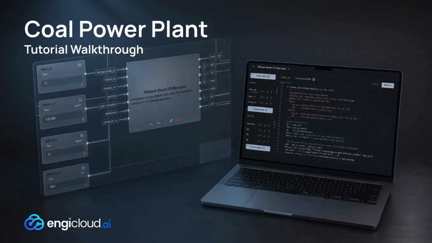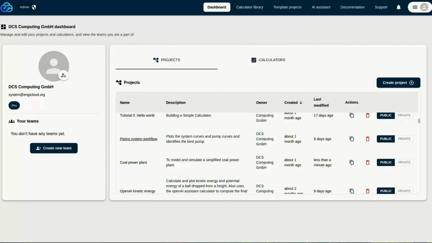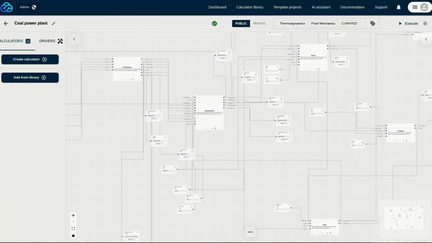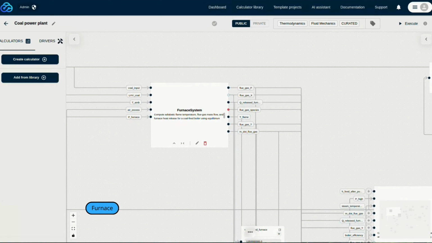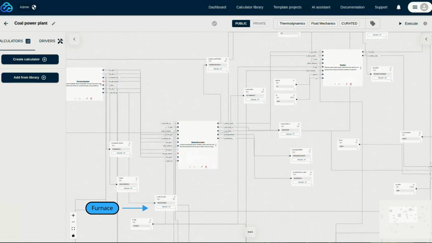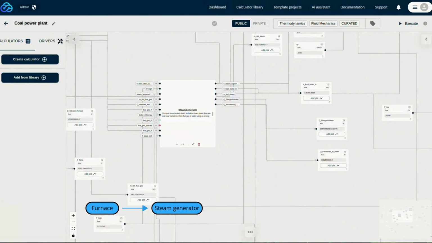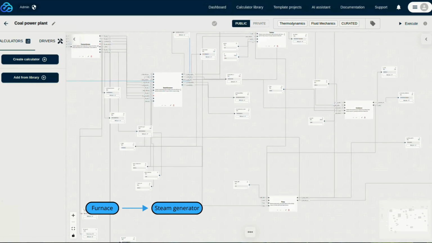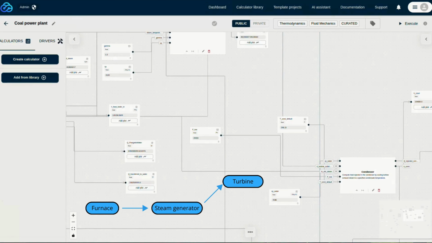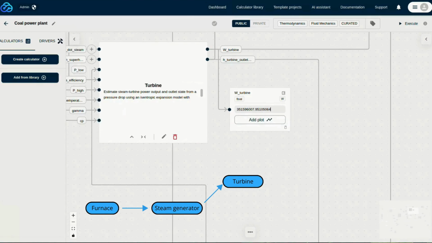In this walkthrough, we model a full-scale coal power plant by interconnecting modular calculators. We start in the furnace, where coal combustion releases the thermal energy. This heat is captured by the steam generator, elevating feed water to a superheated state. From there, the steam expands through the turbine to produce mechanical work.